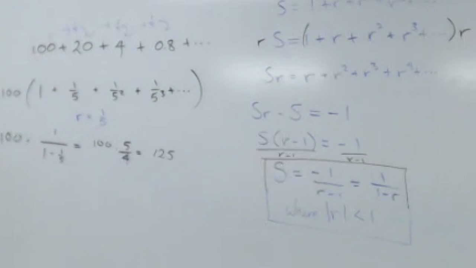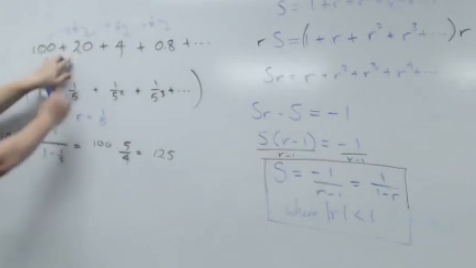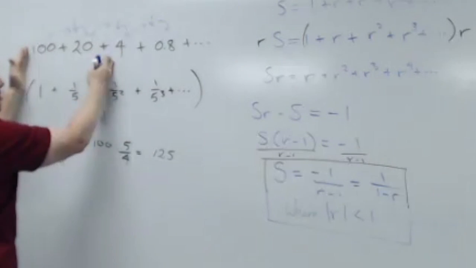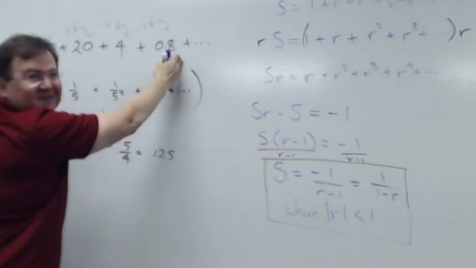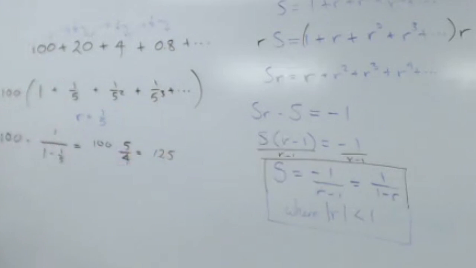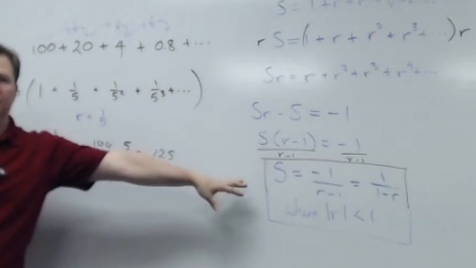Turns out if you keep adding these things on, it almost looks like it, right? The sequence of partial sums, see how this stops at 120? Then 124, 124.8. You know what I mean? And so it looks like it's getting close to 125. But we didn't really know for sure until we used this formula.